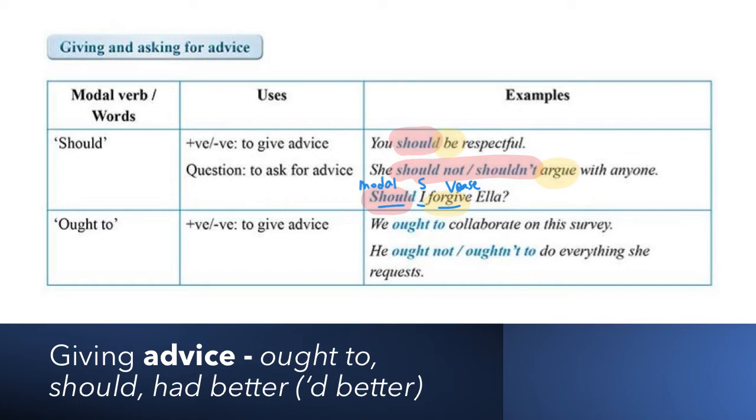When we use ought to, we can use it in positive or negative advices as well. When it's positive, we use a verb in base form right after ought to. When the verb is negative, we put not in between ought and to.